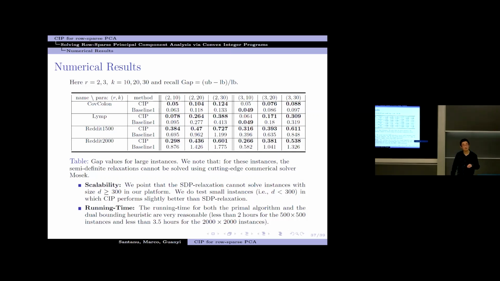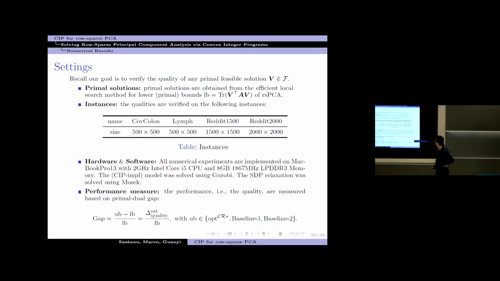And the lower bound is a single solution that is computed. Like for the gap, you measure the performance by the quality. And divided by LB. So LB is computed from your approach. Yeah, the LB is the lower bound of the sparse PCA, because this V is a feasible primal solution.